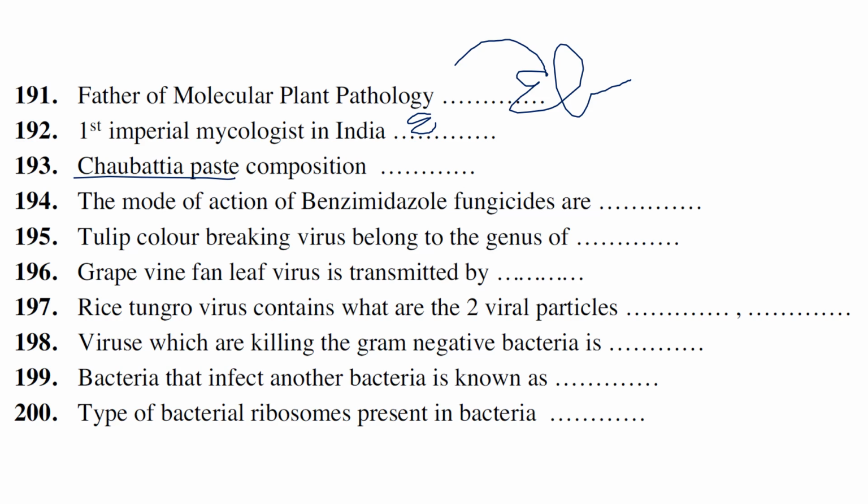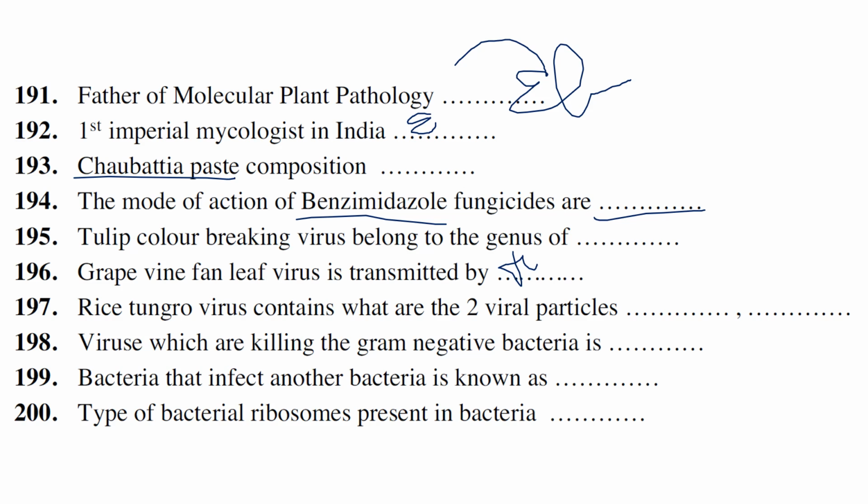Mode of action of benzimidazole fungicide. I think this mode of action I have mentioned already, but anyway I will tell you. Inhibits beta tubulin biosynthesis. This benzimidazole group of fungicides will inhibit beta tubulin biosynthesis. Tulip color breaking virus belonging to the genus Potyvirus. Grapevine fanleaf virus is transmitted by Xiphinema index, which is actually a nematode, identified by Hewitt et al. Hewitt et al. first identified this grapevine fanleaf virus transmission by the nematode Xiphinema index.